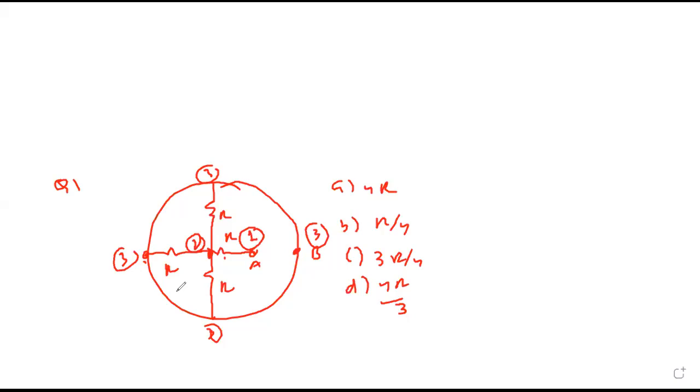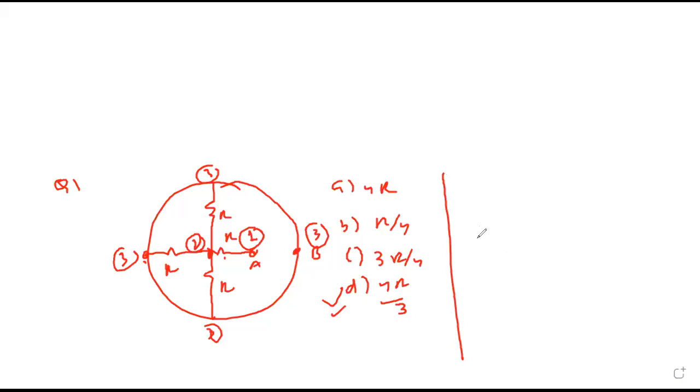Option D. Which option? D. Option D. 4R by 3, option D, yes. The correct, right? D is correct. D you got? Yes, this. Then it is correct.